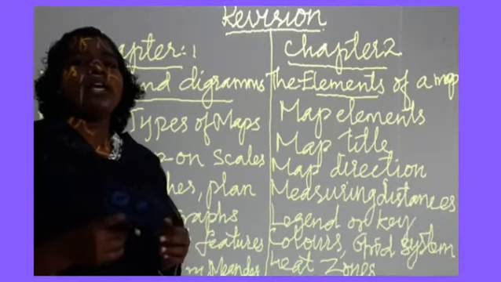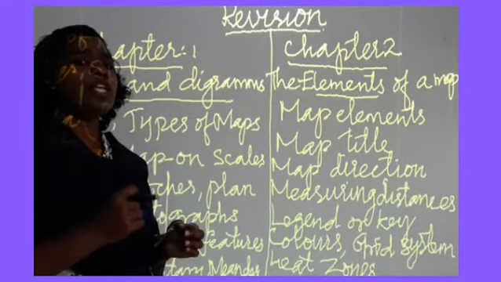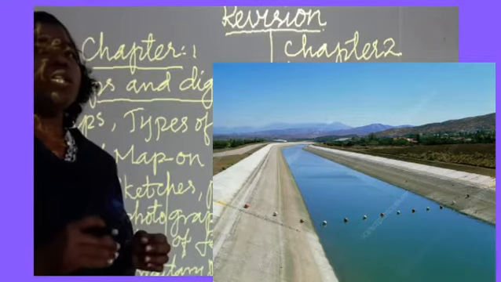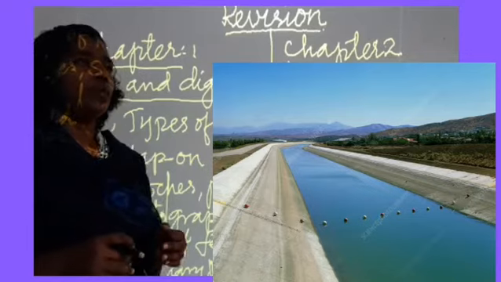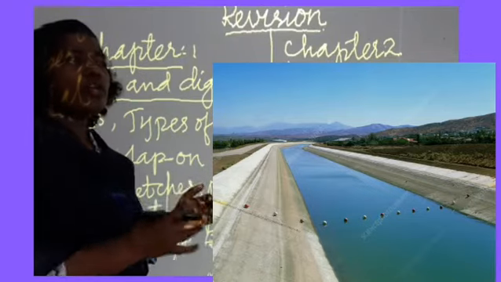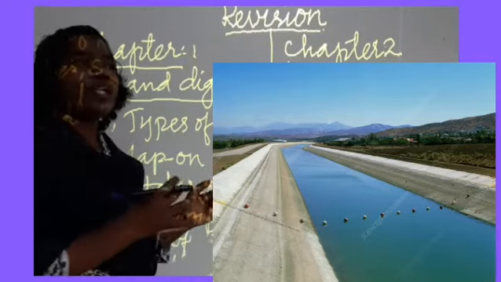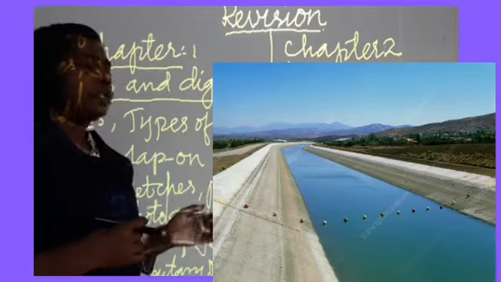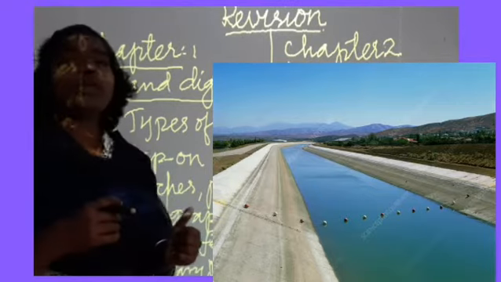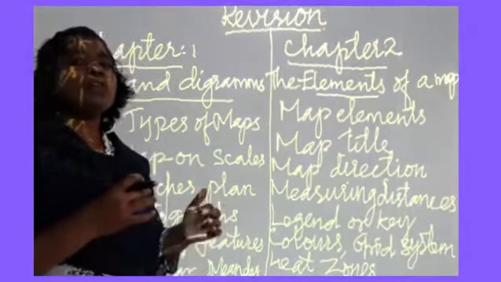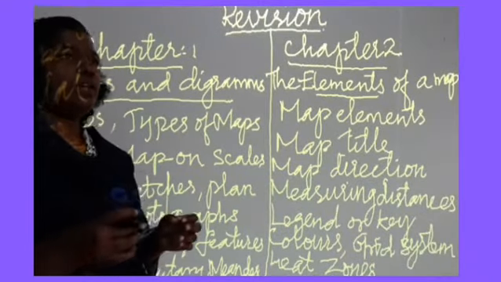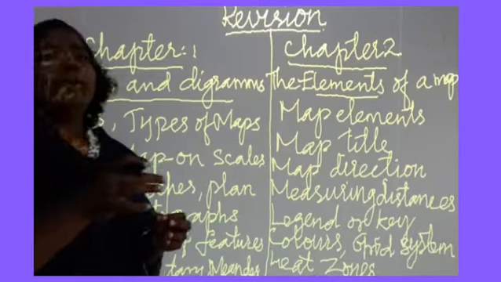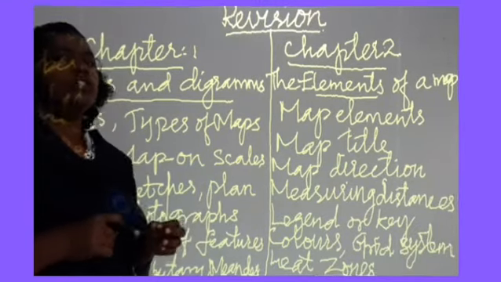And what are rivers? Rivers are streams of water that flow in a channel from higher ground to lower ground. So this is also identified or drawn easily on maps. And the next thing is tributaries. Tributaries are streams of water that flow into a bigger channel.